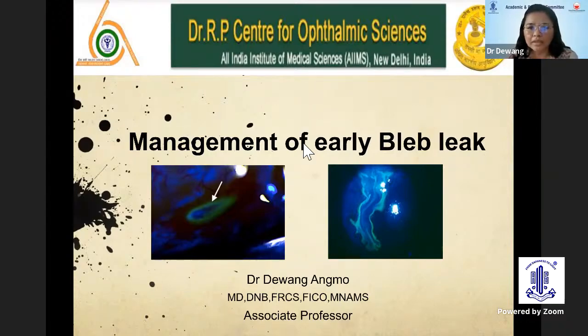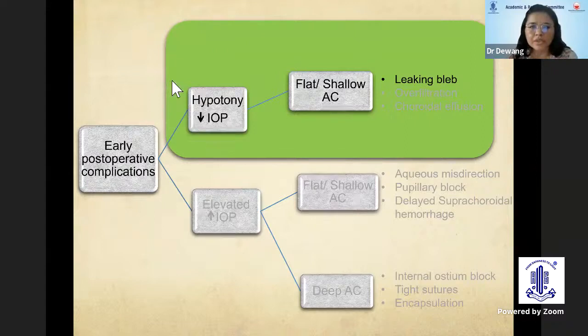At the outset, I would like to thank the organizers for inviting me, and I will be speaking on management of early bleb leak. In the early post-operative period, what we look for after doing a trabeculectomy is to check the IOP and look at the anterior chamber depth. And we have to rule out a leaking bleb by doing a Seidel's test. So this is the first thing that we look for.